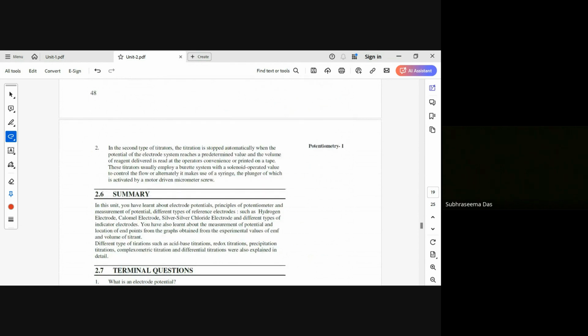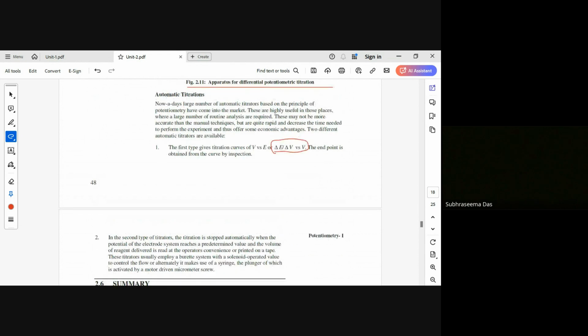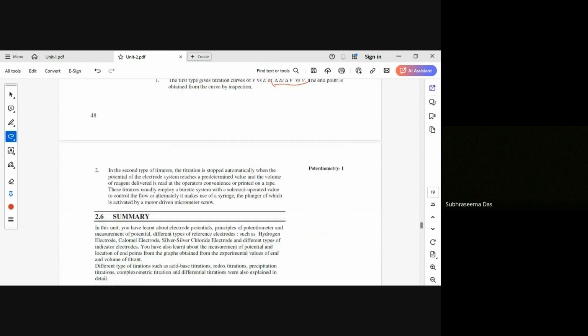In the second type of automatic titration, it is stopped when the potential of the electrode reaches a value, and the volume of the reagent is recorded. So these titrators usually employ a burette with a solenoid operated valve that controls the flow, and it monitors the potential of the solution. However, in both cases of automatic titrations, the plot of delta E by delta V versus V is usually considered accurate, and this has been mostly used for automatic titrations.